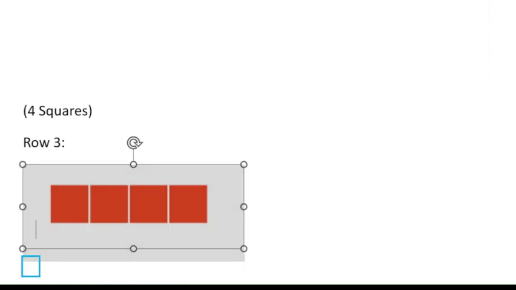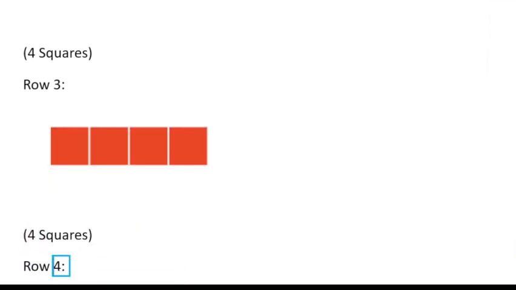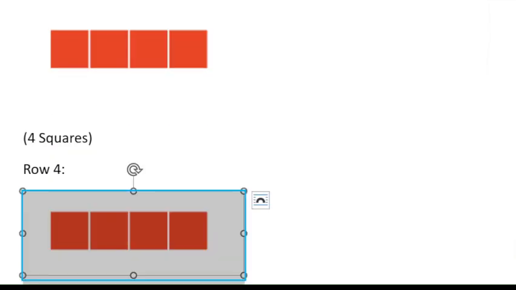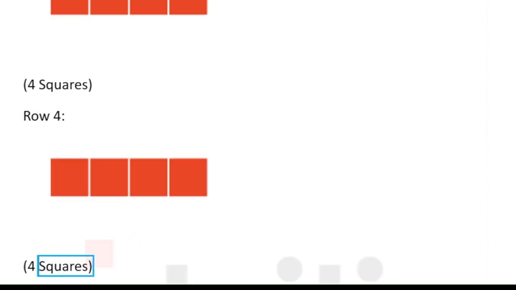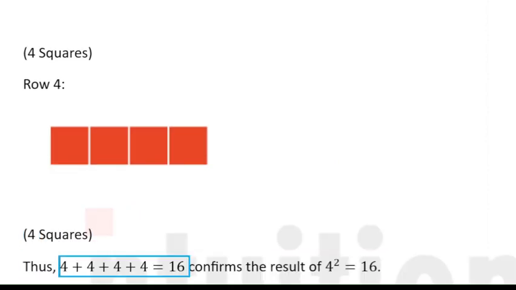Row 3. Picture 29. 4 squares. Row 4. Picture 28. 4 squares. Thus, 4 plus 4 plus 4 plus 4 equals 16 confirms the result of 4 squared equals 16.